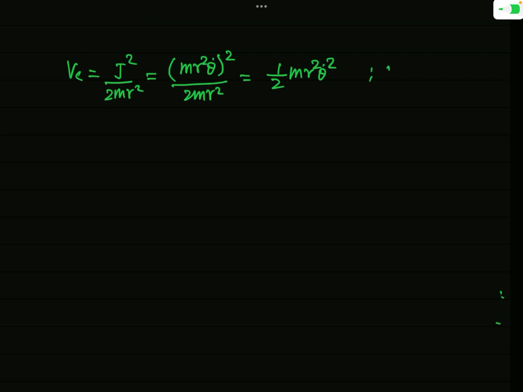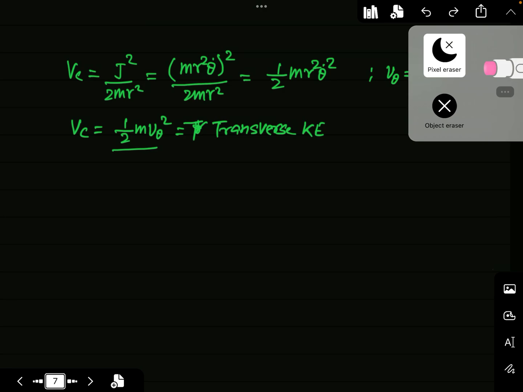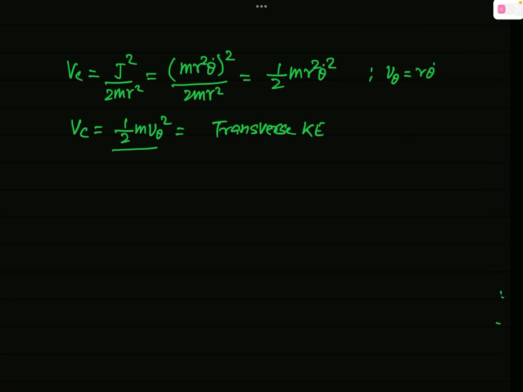But you know that v theta, the transverse component of velocity of the particle, is equal to r theta dot. So actually this Vc can be written as half m v theta square. So this term is a kinetic energy term. This is transverse kinetic energy, not a potential energy.